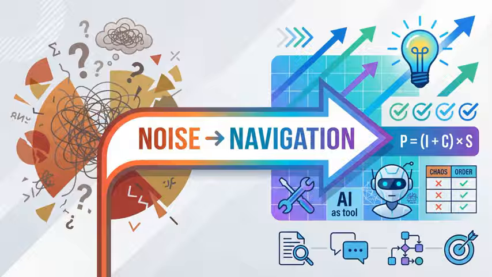Well, it's all about moving from noise to navigation. With all the overwhelming data we deal with daily, we want to learn how to ask AI for the information we really need in a clear and structured way. Right. So, it's like cutting through all that excess info and getting straight to the point. Exactly. And there's a simple formula to follow.